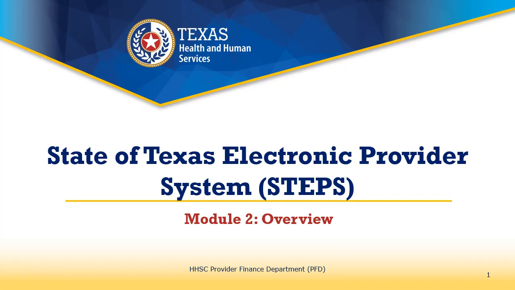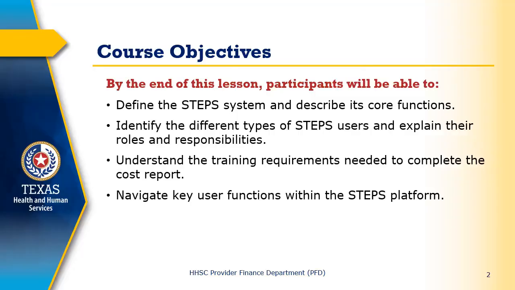This training provides an overview of the State of Texas Electronic Provider System, STEPS, and the roles and responsibilities of the system users. Course objectives. By the end of this lesson, participants will be able to define the STEPS system and describe its core functions, identify the different types of STEPS users and explain their roles and responsibilities, understand the training requirements needed to complete the cost report, and navigate key user functions within the STEPS system confidently.